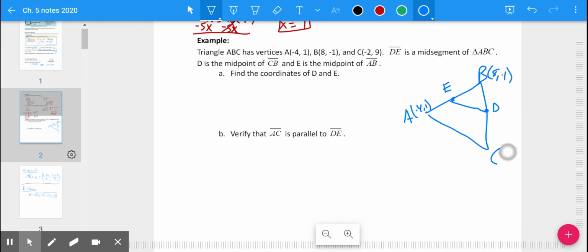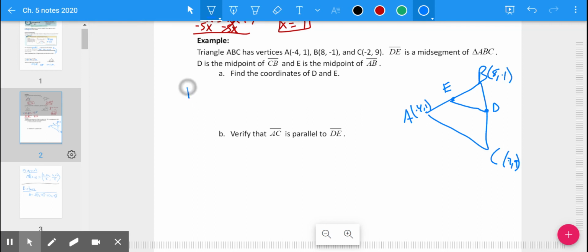And C is (-2, 9). If you can read that there. So if we want to find anything about that midsegment, we need to know the points of E and D. And if we want to find the length of it, we also need to use the distance formula. So what I'm going to do is find the coordinates of E and D first. And we should probably add a third part in here, but the coordinates of E and D.